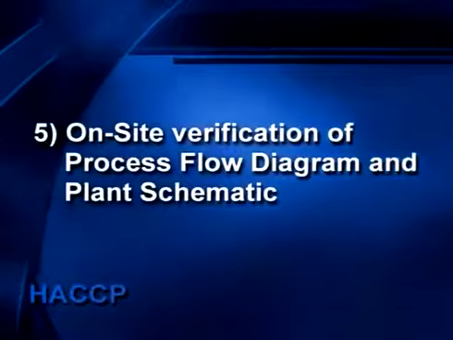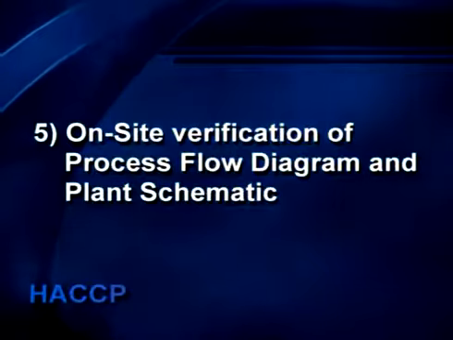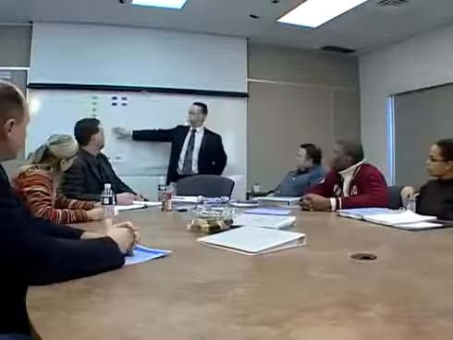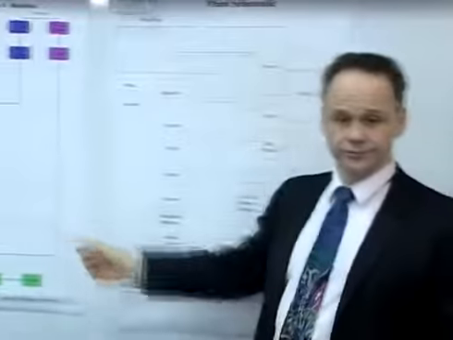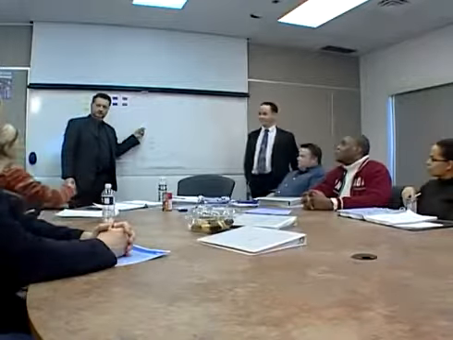Step 5 of setting up a HACCP system is to check the process flow diagram and plant schematic for accuracy and to make sure that no processing steps have been left out. This verifies any assumptions about product movement and employee activities. Now the sixth step is also the first principle of HACCP.